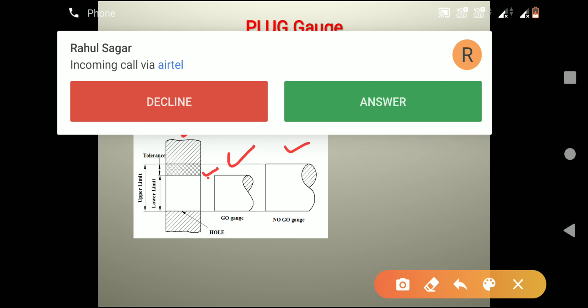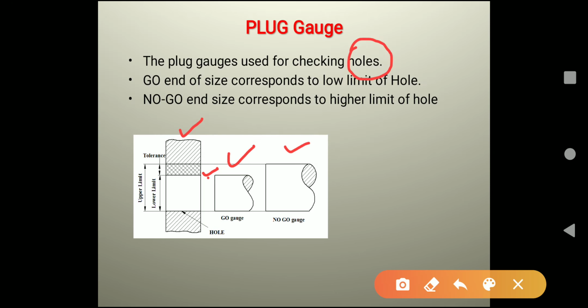then you can see here the lower limit. For the upper limit, if the particular hole matches its upper limit, then it passes through the no go gauge side and it is rejected. So the no go end size corresponds to the higher limit of a hole.